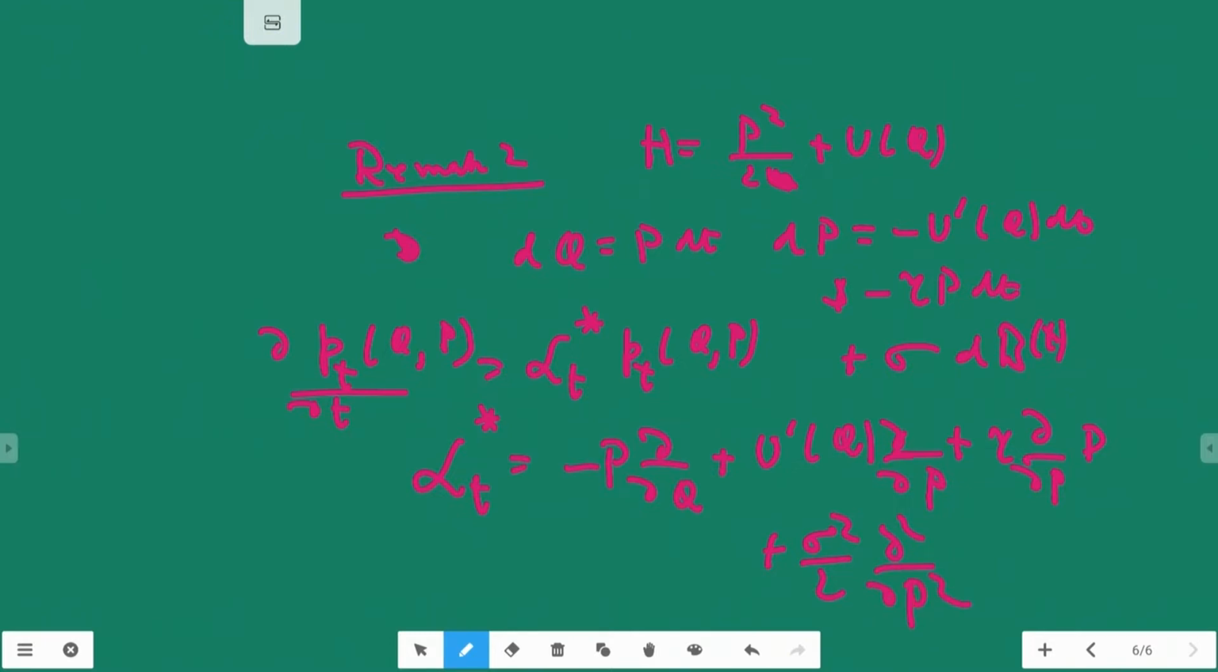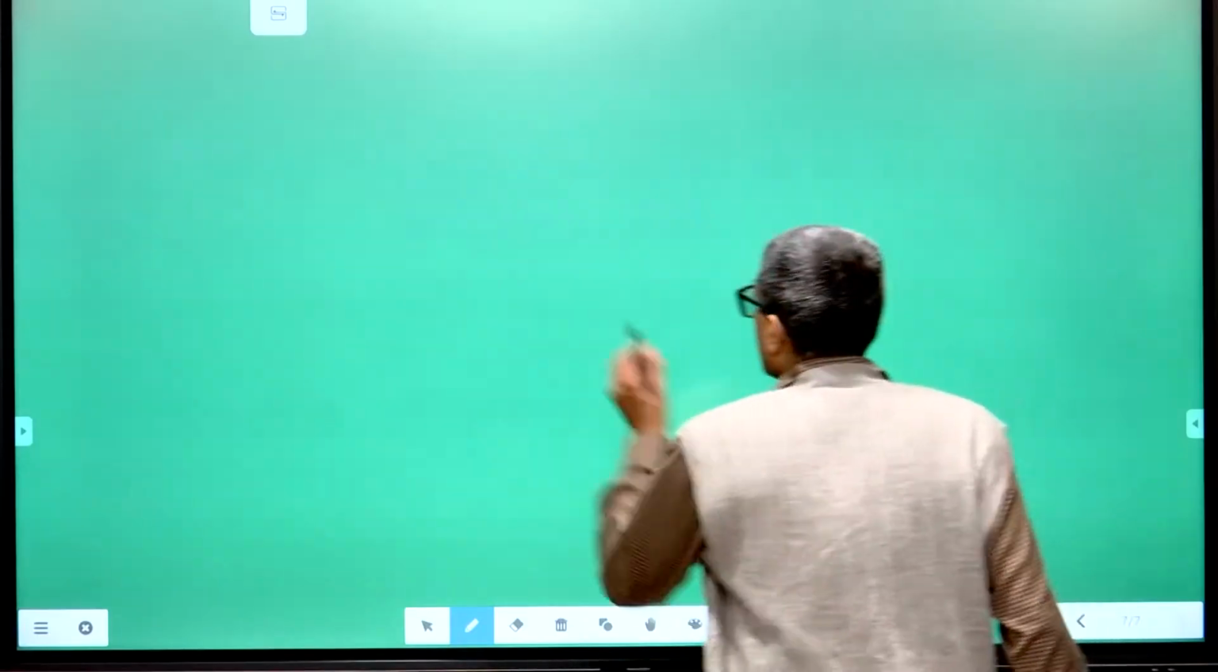So, we want to show how this noise term ∂²/∂p² in the Fokker-Planck equation comes in the quantum setting, by making an approximation to the quantum Liouville equation, the quantum Lindblad equation, for an appropriate choice of the Lindblad operator. So, what you have is the following.